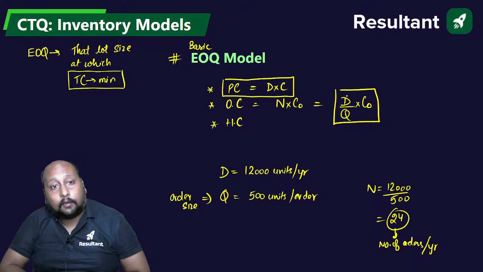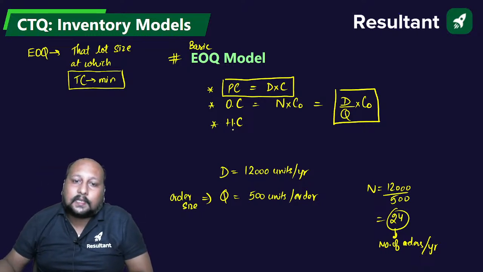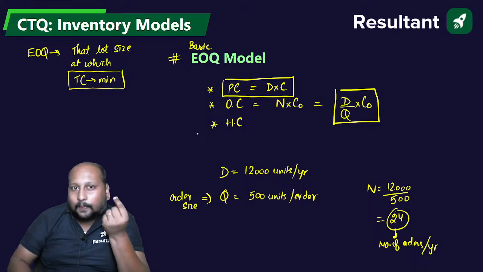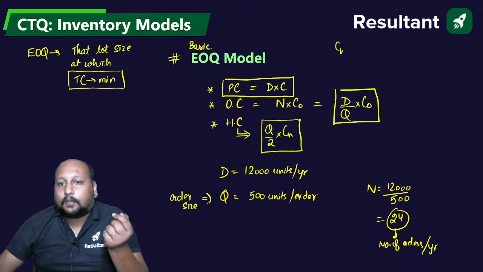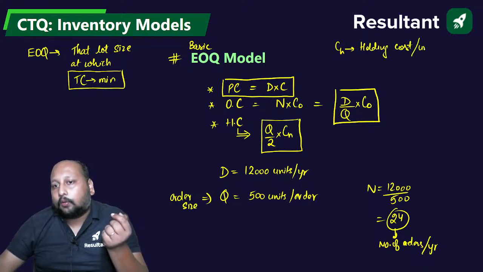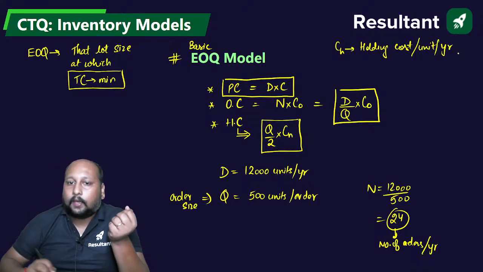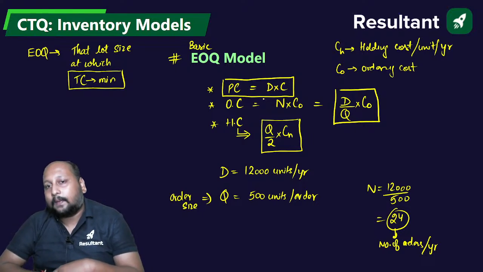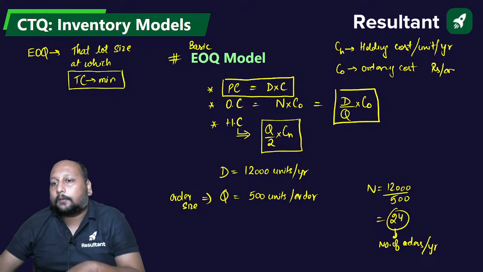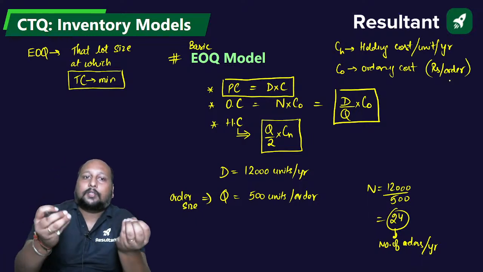The last one is holding cost. What is holding cost? Holding cost is the average inventory that you are storing for a particular time. I'm not doing the derivation right now. This is equal to Q by 2 into CH, where CH is the holding cost per unit per year. CO is the ordering cost per order, that means rupees per order. For one order, how much cost you have to pay.